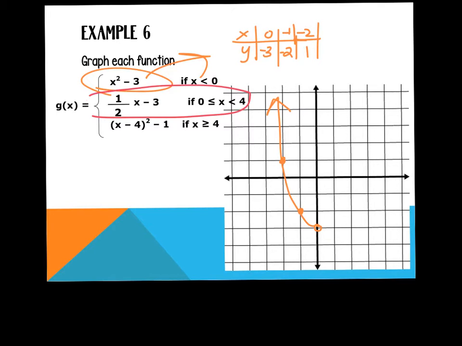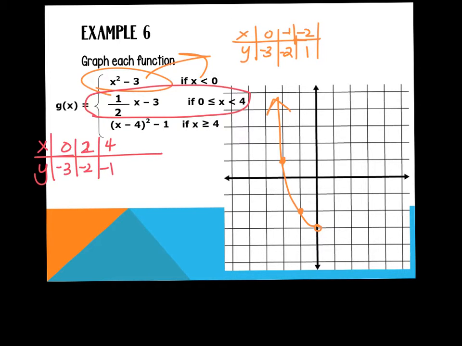For the second one, I would start with 0, maybe do 1 or 2. It doesn't matter what you do in between, but definitely go to 4 because I want to see what happens at 4. So I'll do 2 just to make it a little bit easier. Plug in 0, 1/2 times 0 is 0, minus 3 is -3. Plug in 2, 1/2 times 2 is 1, minus 3 is -2. And 4, 1/2 times 4 is 2, minus 3 is -1.